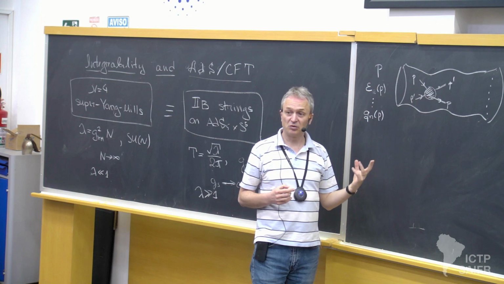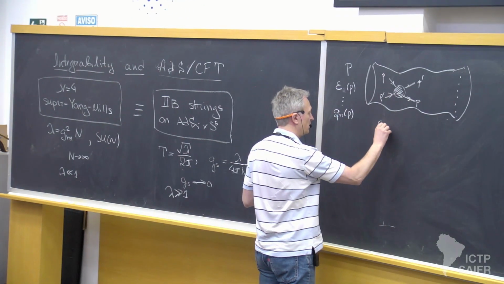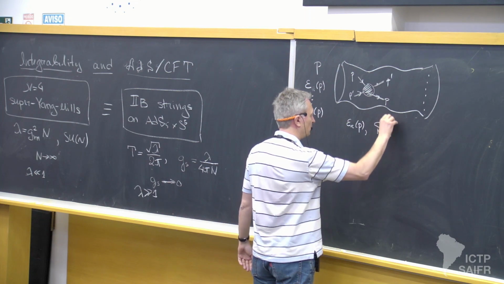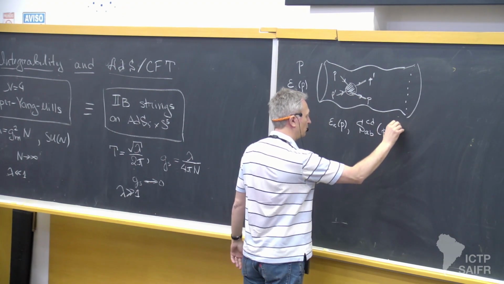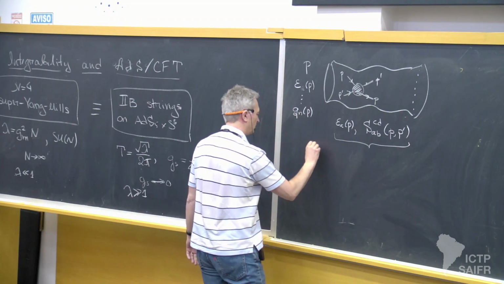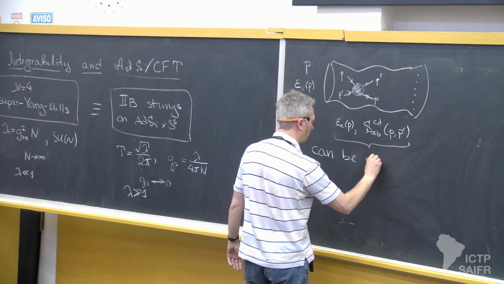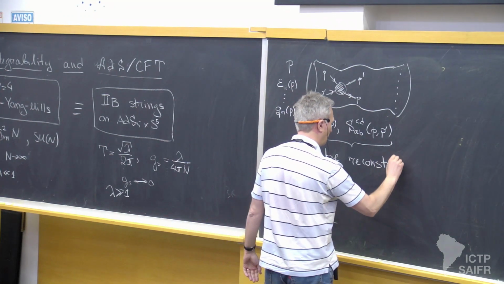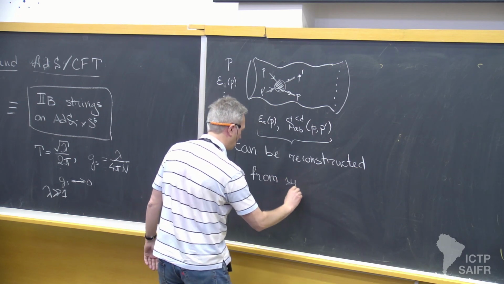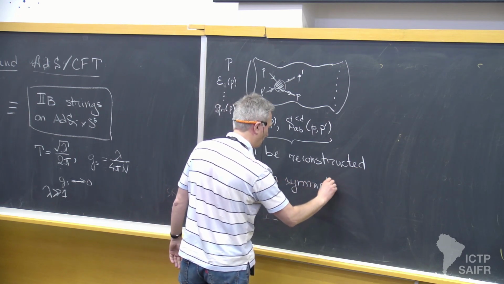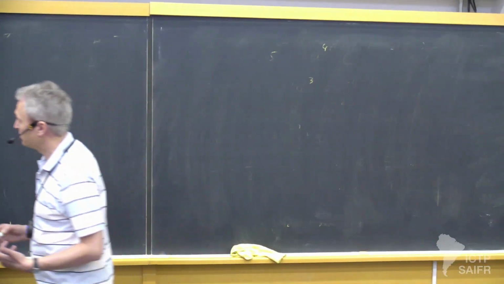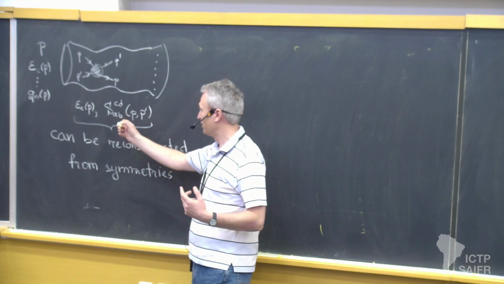So the only quantities that you need to know about this theory are the dispersion relation of its excitations and the 2 to 2 scattering S matrix. And those two can be reconstructed by symmetry. So in principle, I could have started with just telling you how to compute epsilon of p and the S matrix of p.